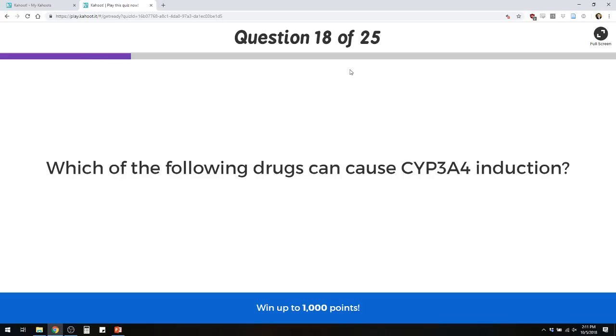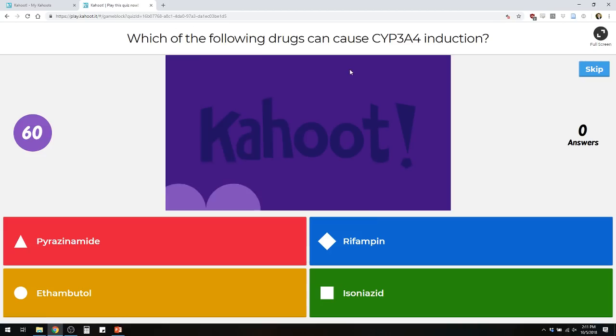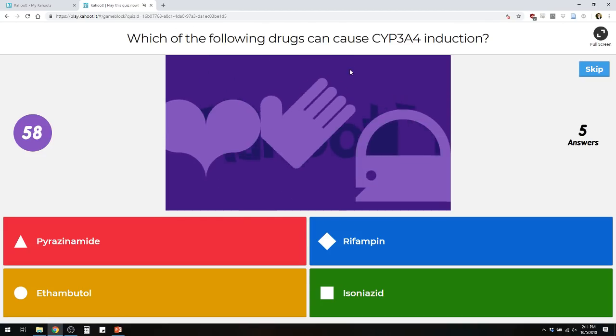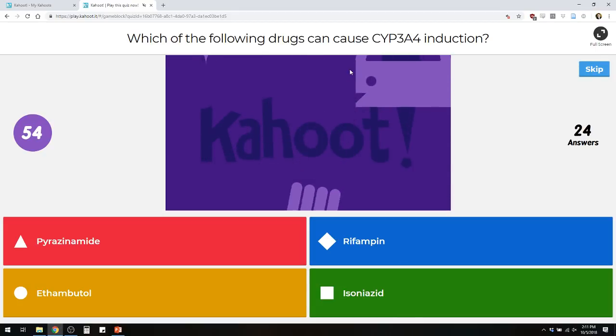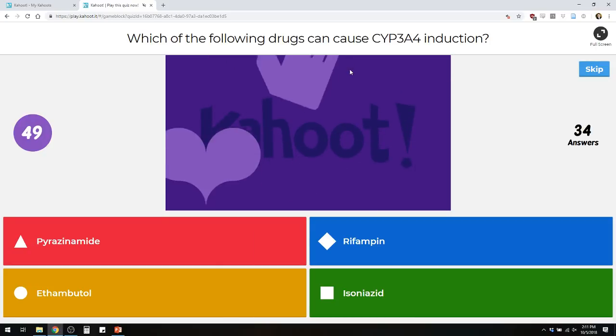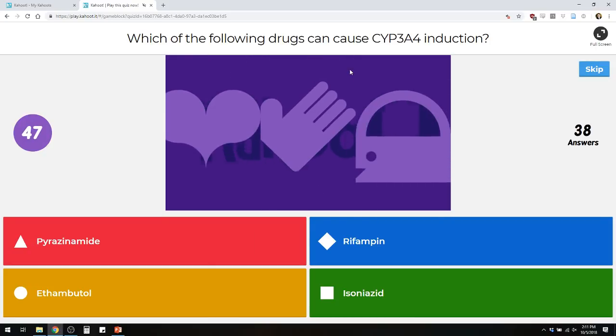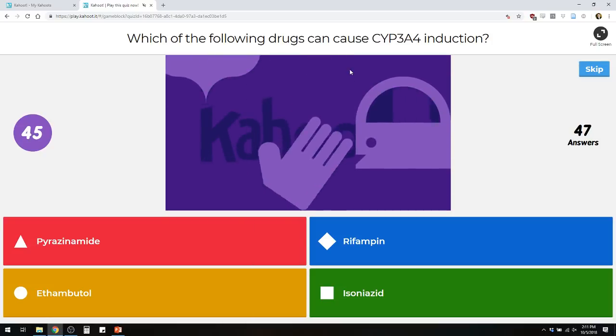Which of the following drugs can cause CYP3A4 induction? I already gave this one away. See if you remember. Pyrazinamide. Actually, this should have been in a different section. This should have been the Pharm section. So you're not even familiar with 3 of these drugs yet. That's okay. I forgot to remove it. But pyrazinamide, ethambutol, isoniazid, rifampin. Which one do you think is a CYP3A4 inducer?